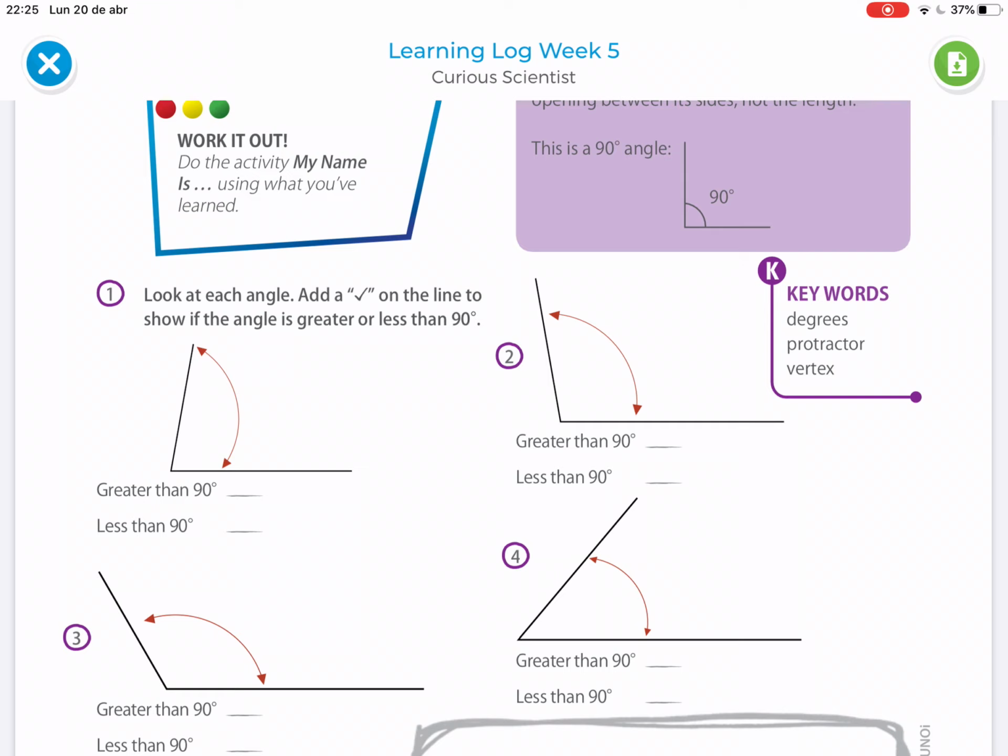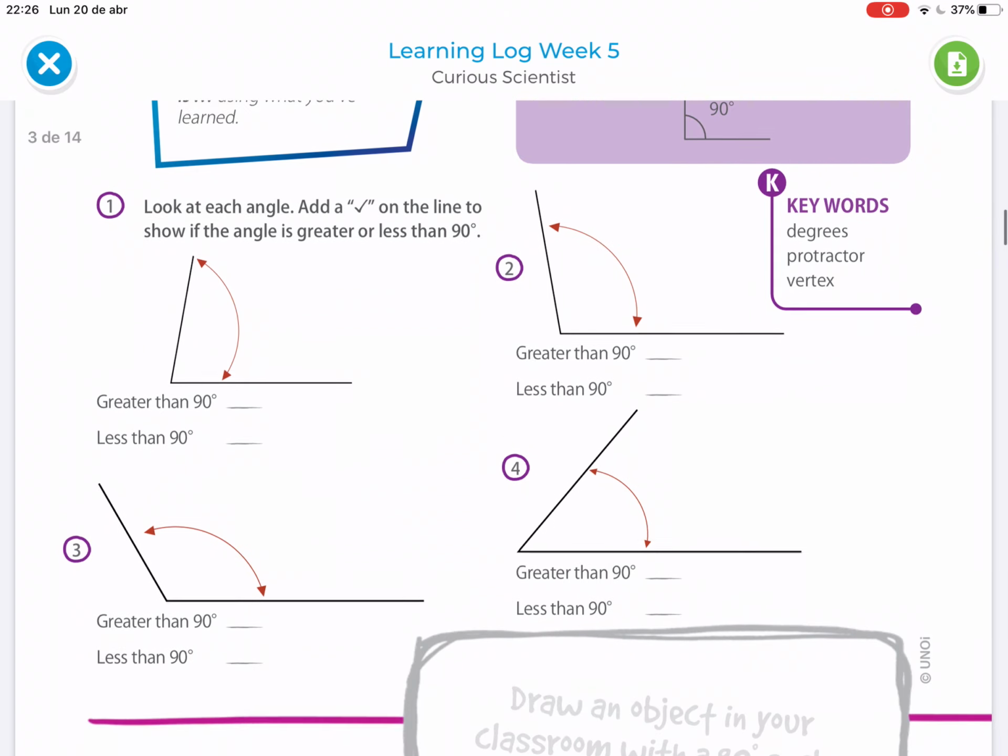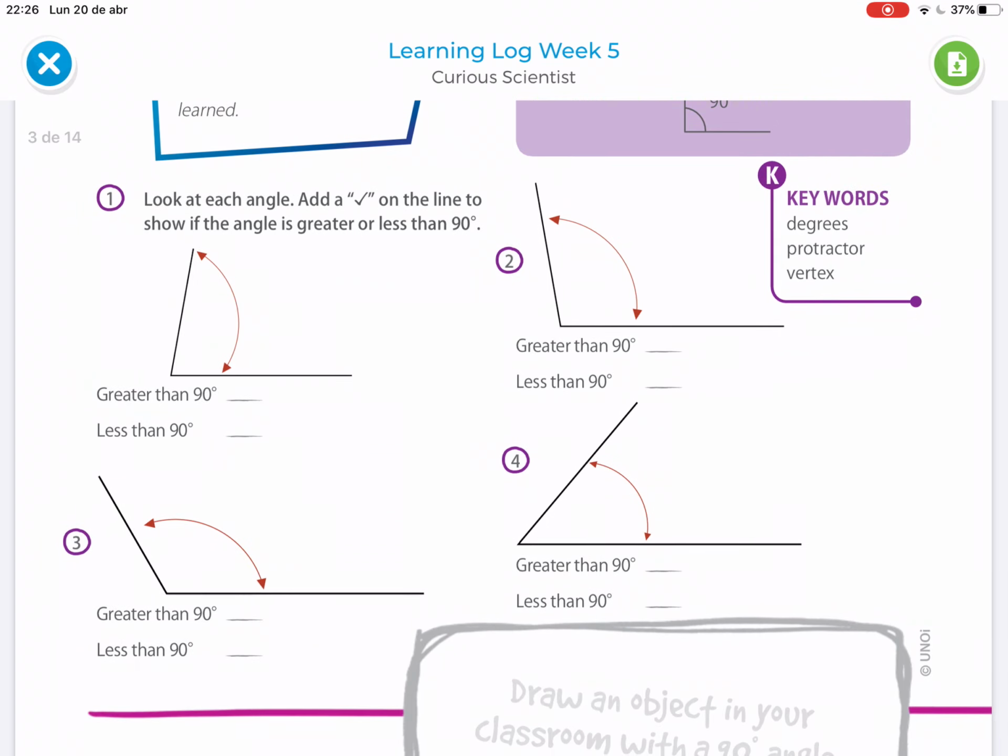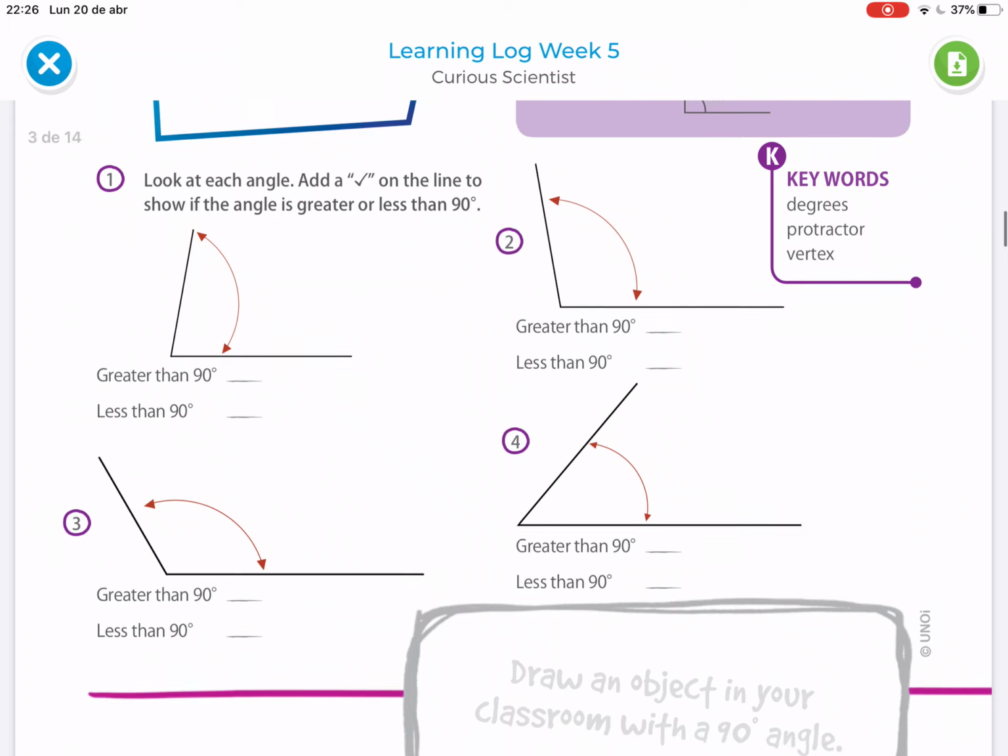So we're going to start from number 1 again, just to make sure that you got it. So number 1, it is less than 90 degrees. Number 2, it's greater than 90 degrees. Number 3, it is greater than 90 degrees. And number 4, it is less than 90 degrees.